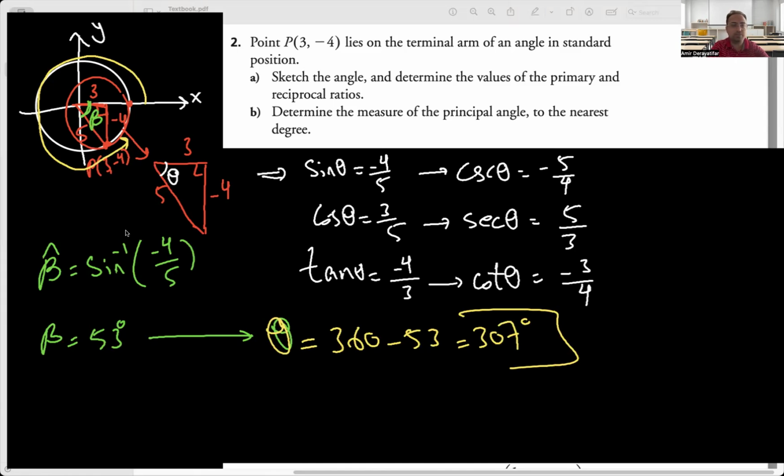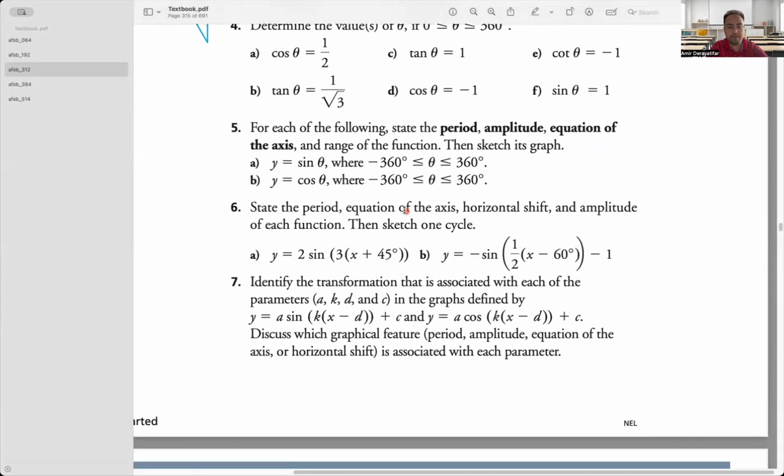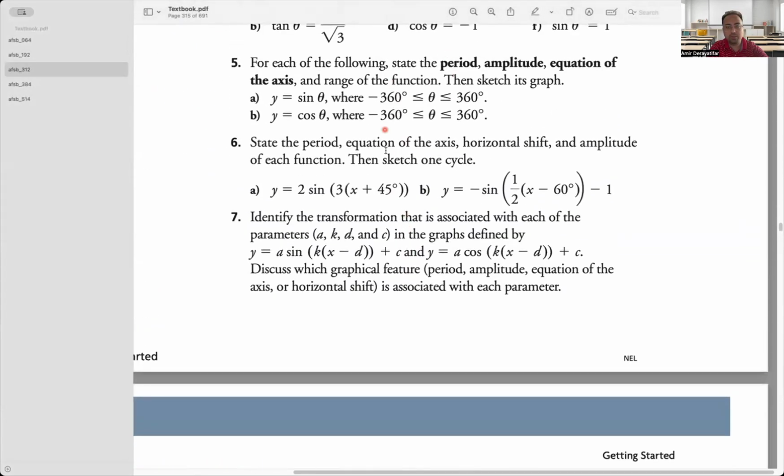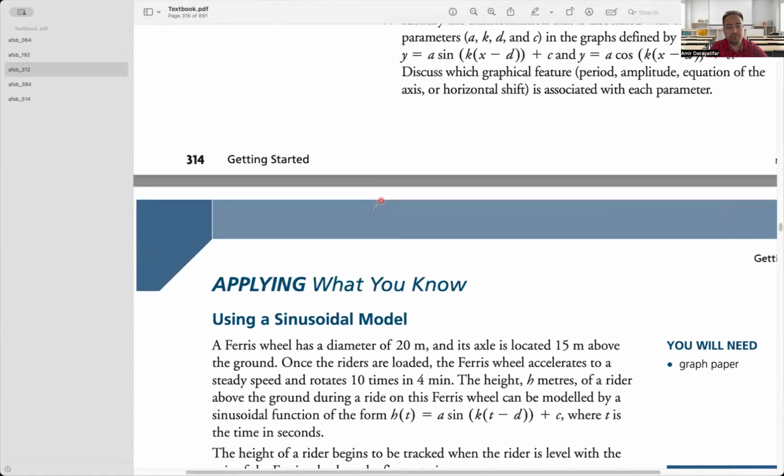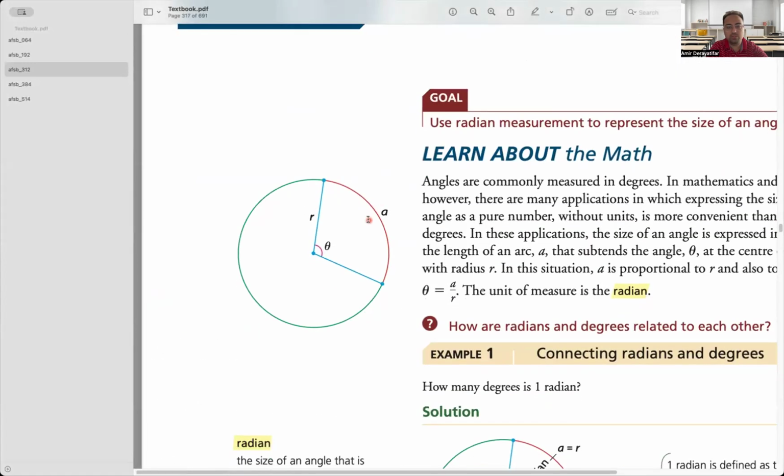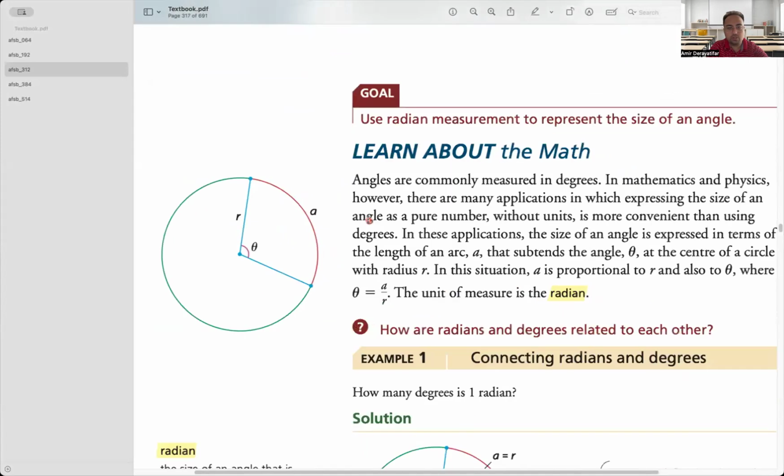This is the concept in grade 11 that we built up, and we're continuing in grade 12 as well, okay? And like I said, about period, amplitude, equation of axis, graphing, we're going to come back to it later. So focus on this solving here.